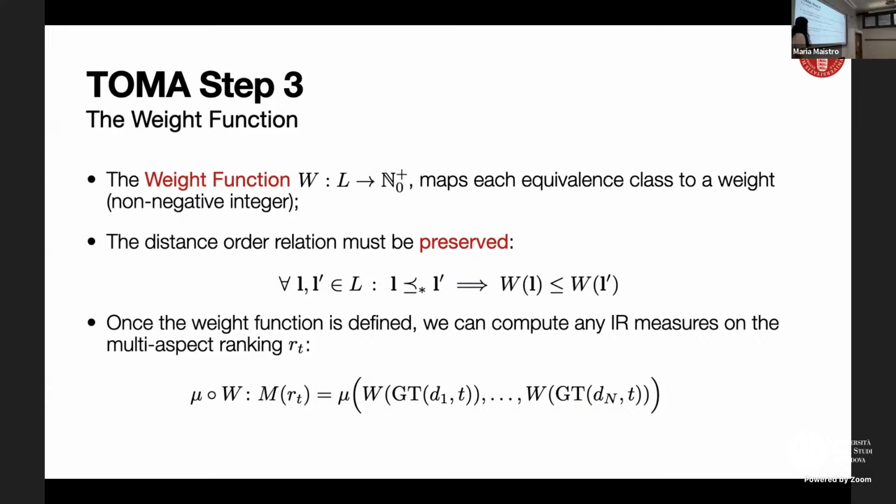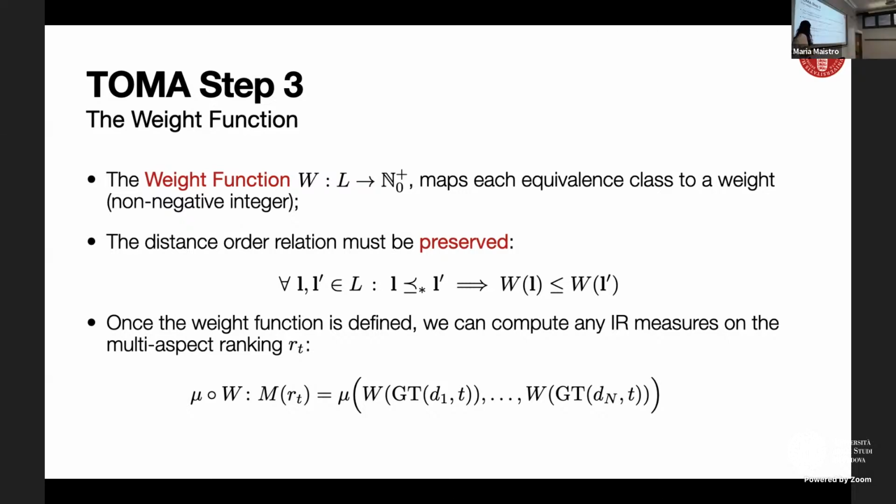And then, as a last step, as I said before, once you have these equivalence classes, you want to map them to an integer number, so you can compute any IR measure. So what we did is put this requirement on the weight function that we use, so that we preserve basically the order that's defined by the distance function. So this is the order defined by distance from the best label. And we want a weight function to preserve this order.